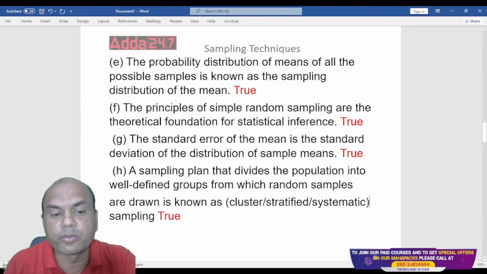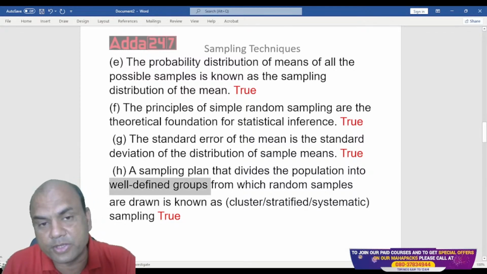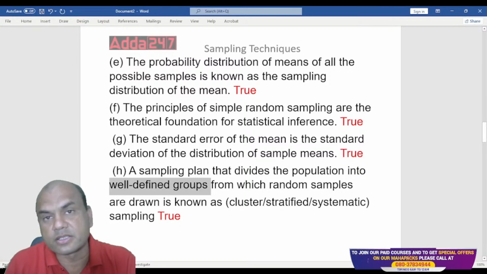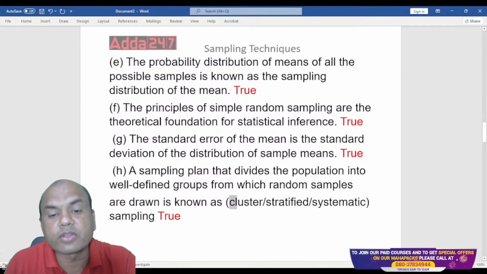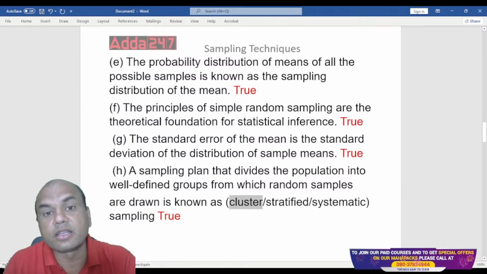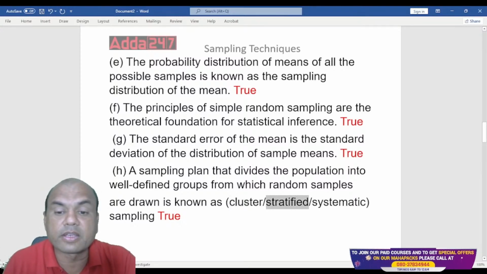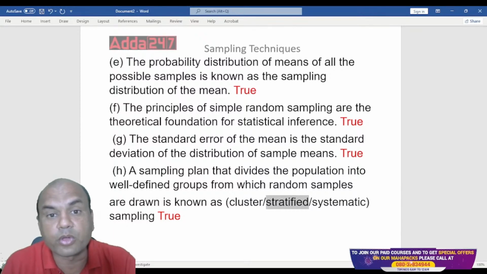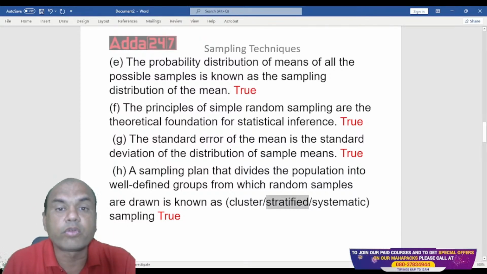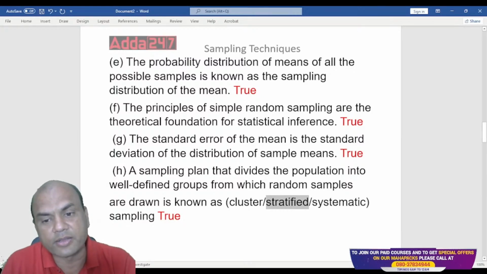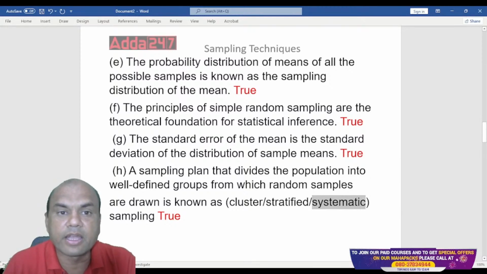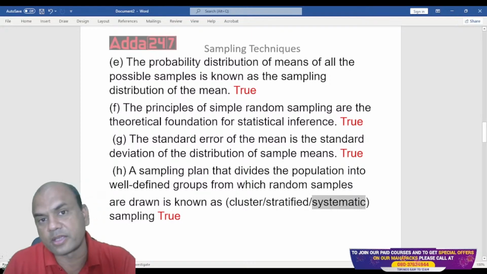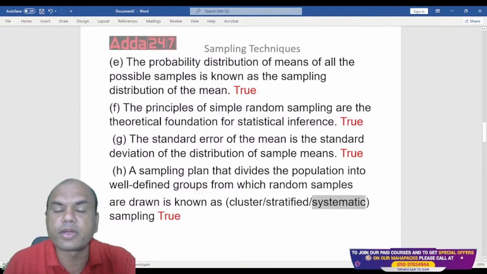See here, well-defined groups means what? Whatever is given specifically, what type of well definition? Is it related to region? I'll give you some hints about this. Cluster will always relate to region. Stratified will always relate to strata, meaning some groups, common things, percentages, 40 to 60%, 60 to 80%. Systematic will always relate to a line. All of you stand in one line and every 10th person comes here. So that is systematic. So these are all well-defined groups, and the answer is true over here. Okay.